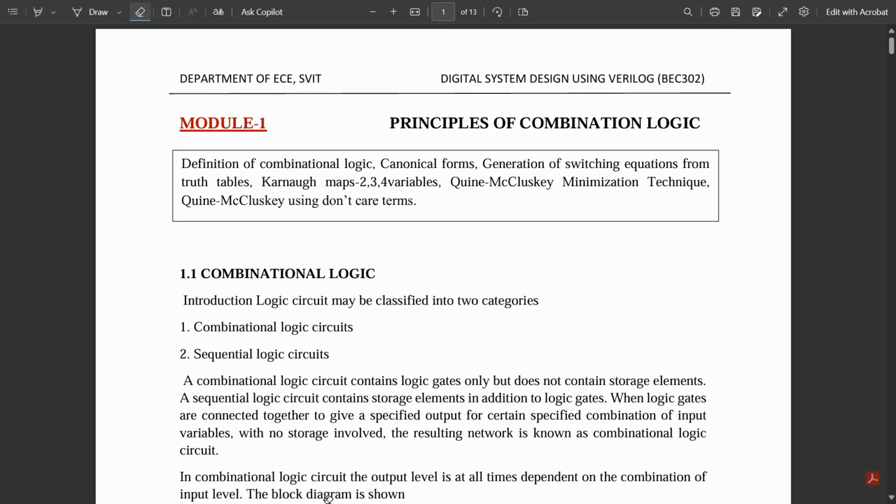Those two subjects are, one subject is this one, that is digital system design using Verilog, DSDV. It is a 4 credit subject. Subject code is BEC 302, and in this subject 3 credits is for theory, and we have one internal laboratory where that 1 credit goes for that laboratory, where you are going to see some of the experiments. All the software code related Verilog programming is in that. And in the theory part we have 5 modules.